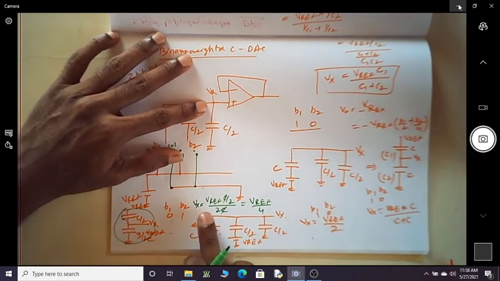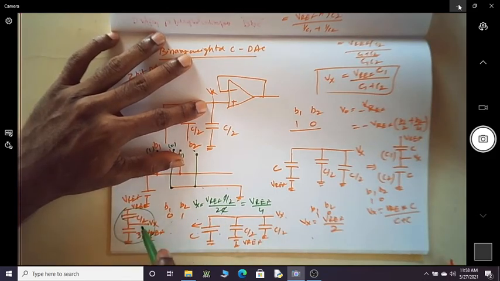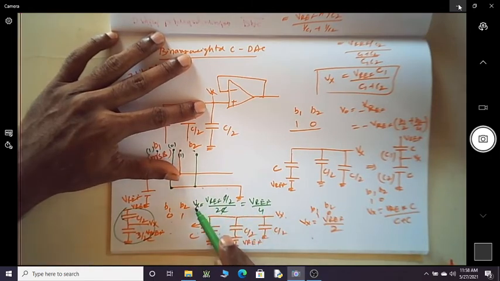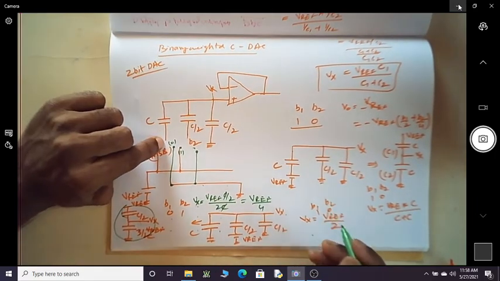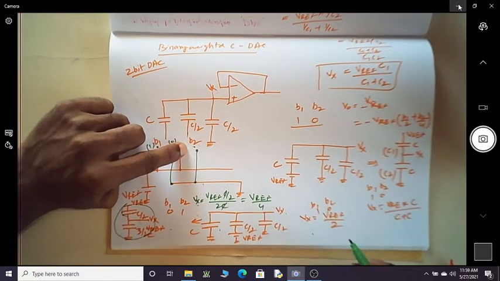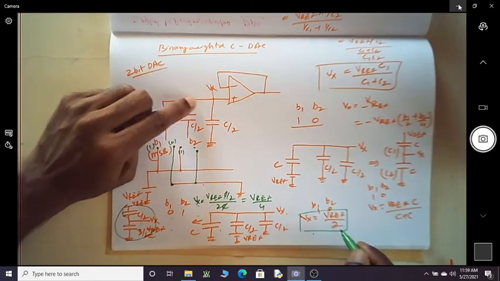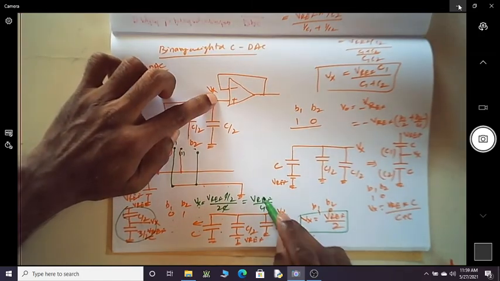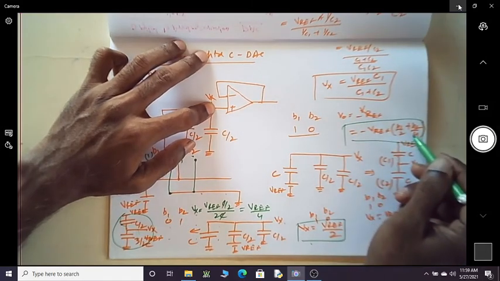So I have Vx equal to V reference into this capacitance, which is C by 2, divided by the summation of these two capacitors, which is 2C. Upon simplifying the result, Vx becomes V reference by 4. Meaning if you have V1 equal to 1 and V2 equal to 0, the output voltage at Vx is V reference by 2. If V2 is 1 and V1 is 0, the Vx voltage is V reference by 4, which is as per the expected value, as per the binary weightage.